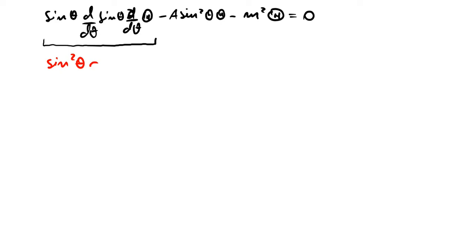Then I have the second derivative of the capital theta function. And the second term would be sine of theta, cosine of theta, and I'll have something like that. And this still doesn't look much like something that I know, but I can make a substitution here that will help me.